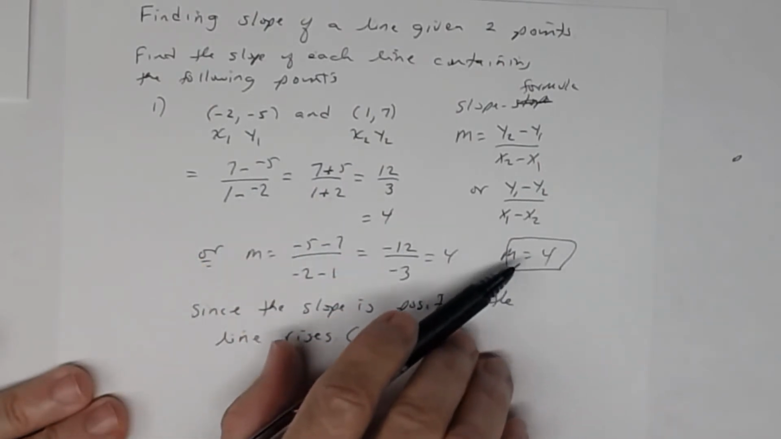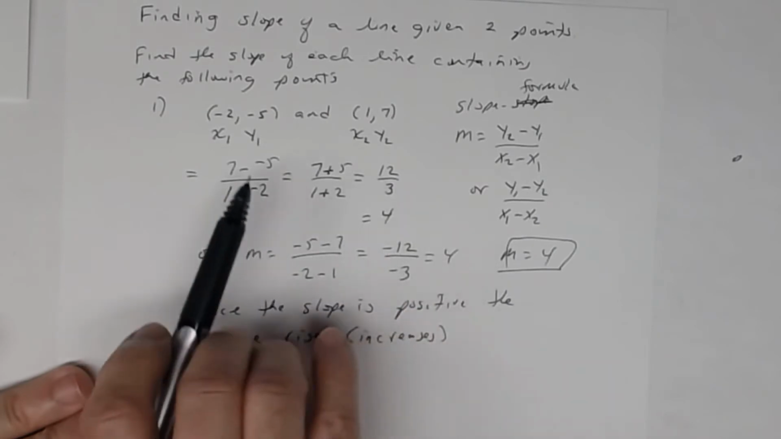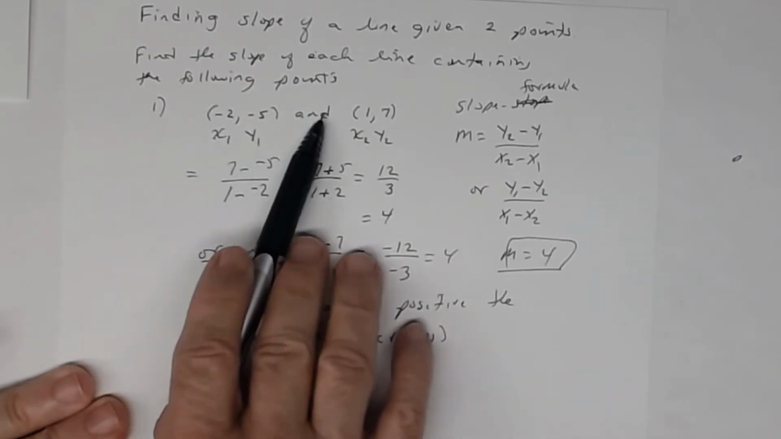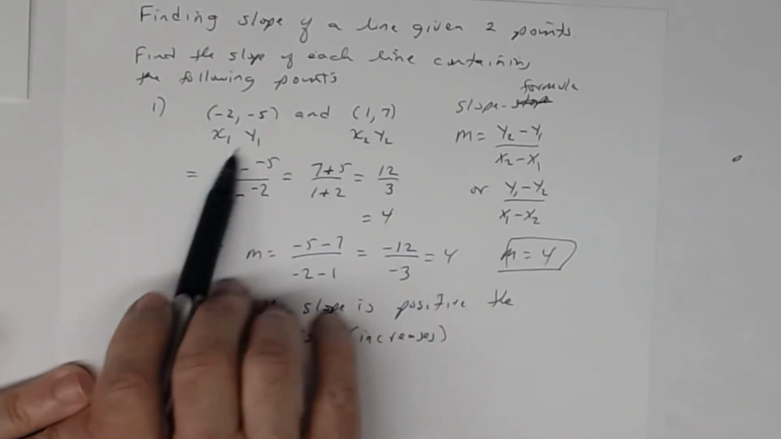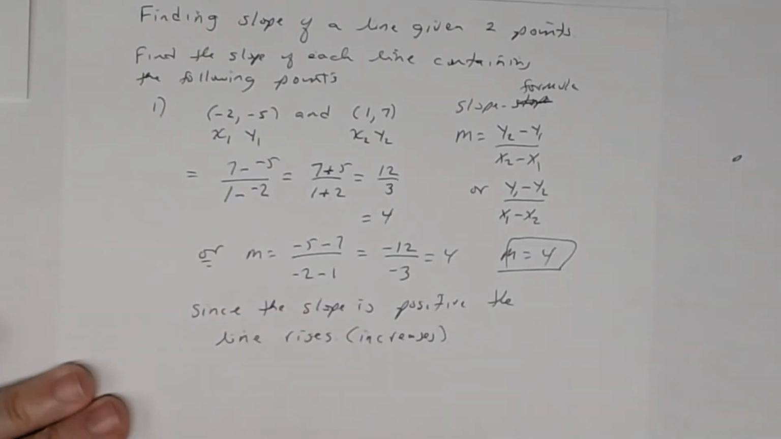And then there's the answer. So the slope is 4. Make sure if it says show work, you just don't go from here to the answer. You got to show something. Okay? All right, so that's number 1.